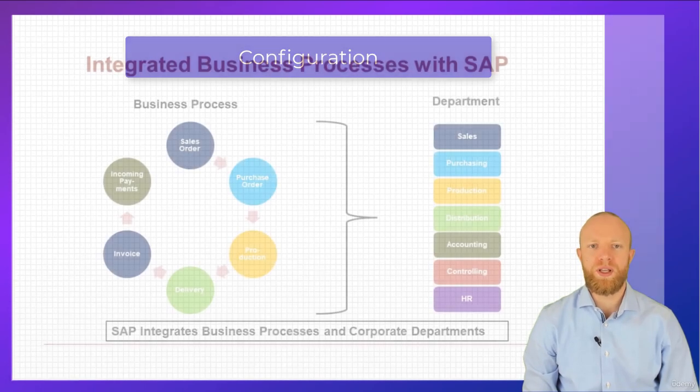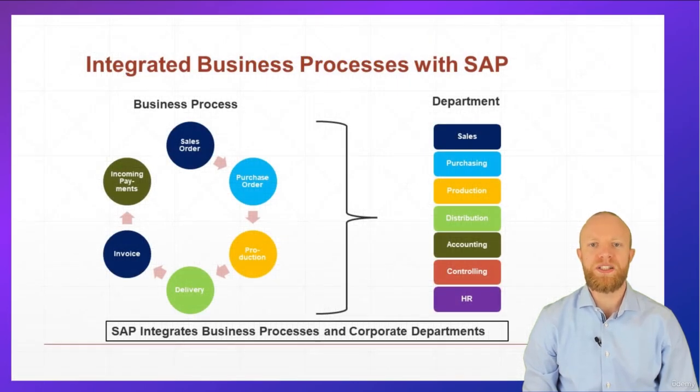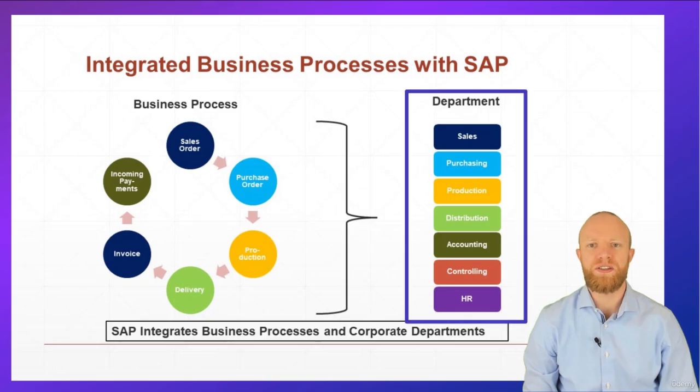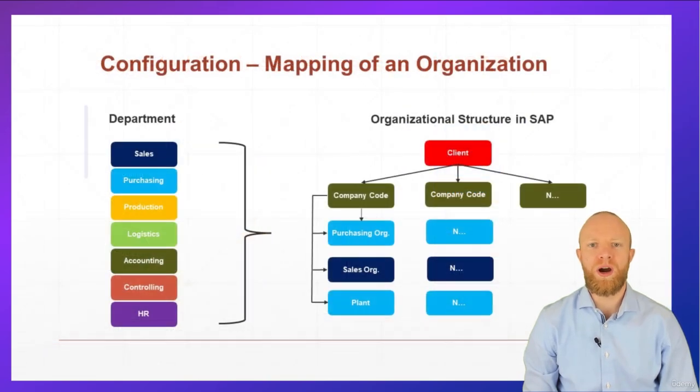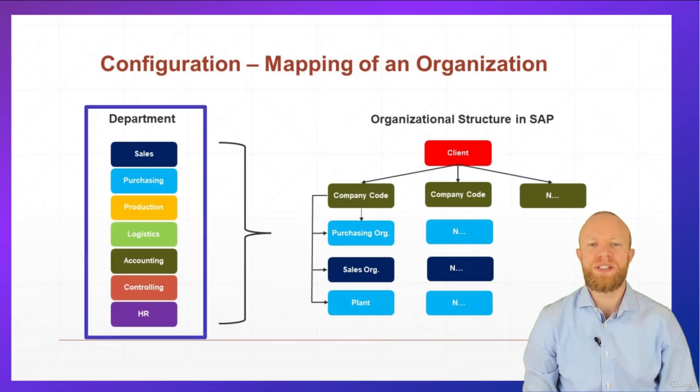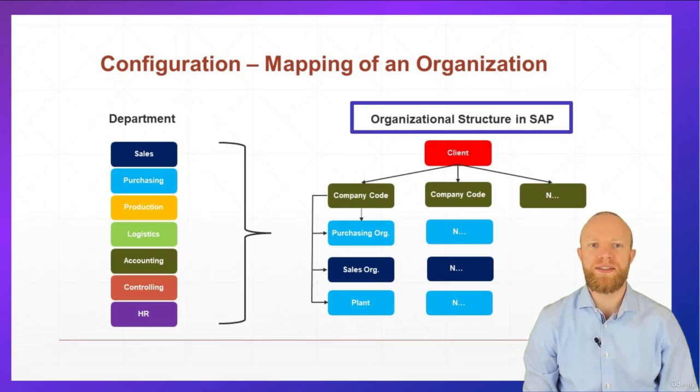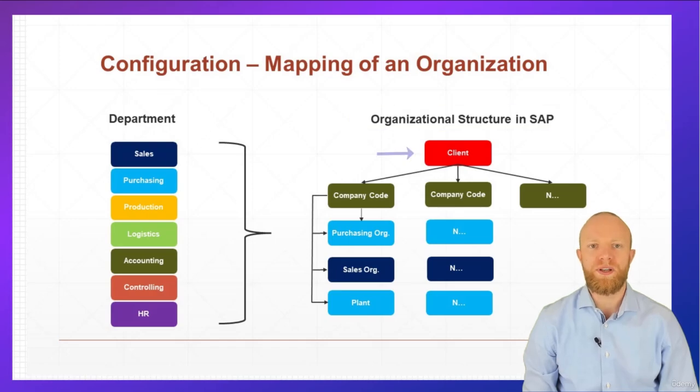Let's take a closer look at the mapping of an organization in terms of organizational structure. On the left-hand side you see the corporate departments, and on the right-hand side you see the organizational structure in SAP. In SAP, the client is the company. Then there are different company codes in a client. A company code is an organizational unit in accounting, and at least one company code is required for each country in which a company does business in.